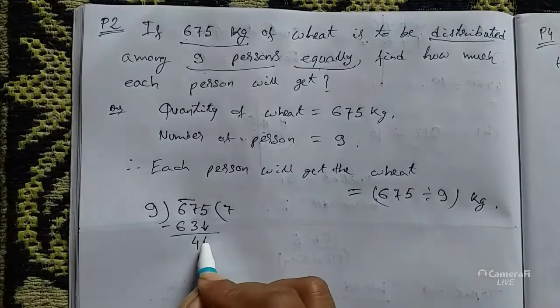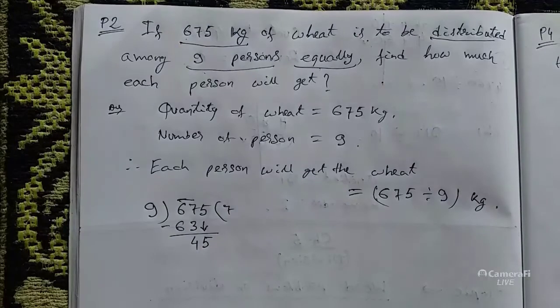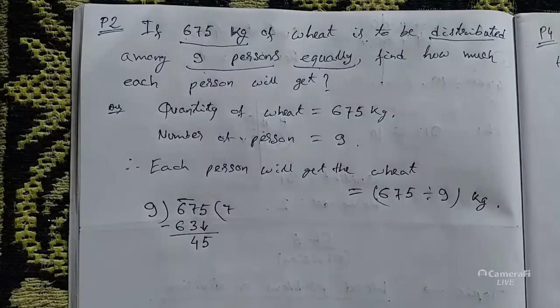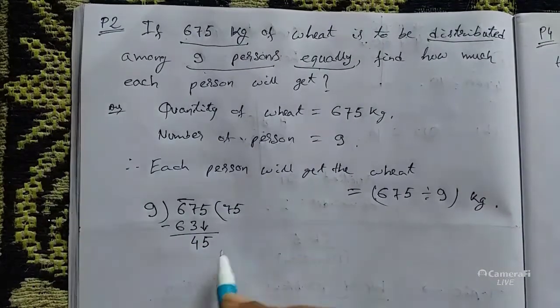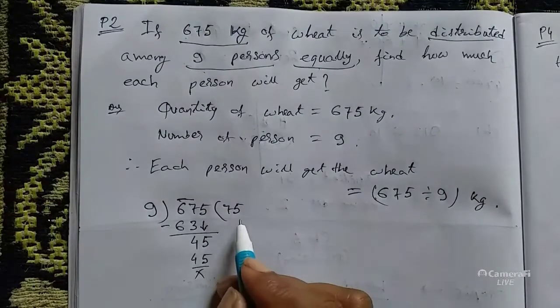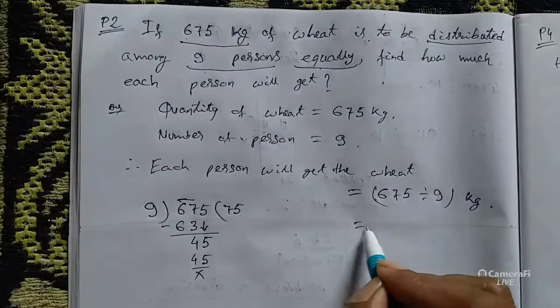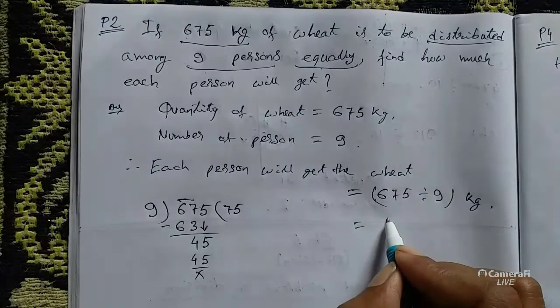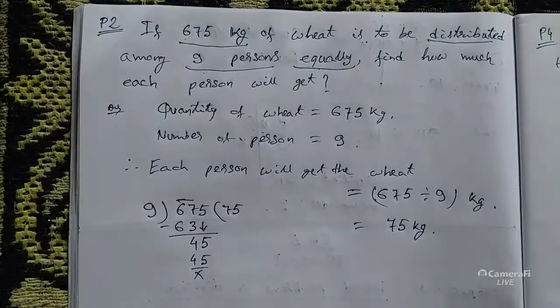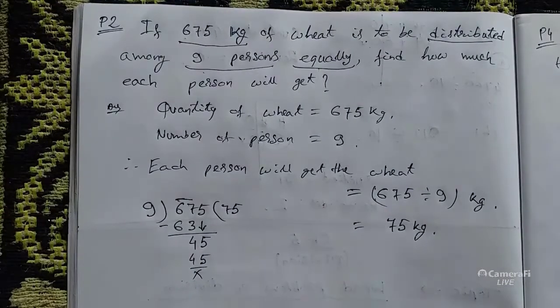Take the next digit 5. Now here is the number 45. Now again proceed with the table of 9. We get 9 fives are 45. Division is completed. The result is 75. So each person will get 75 kg of wheat. Must give the unit here, kg.